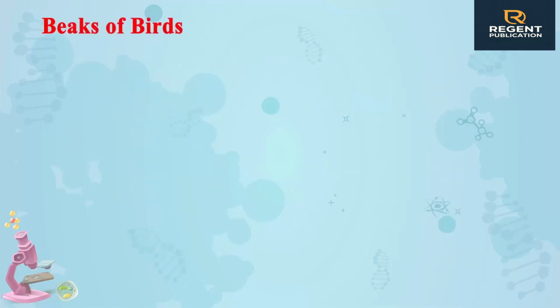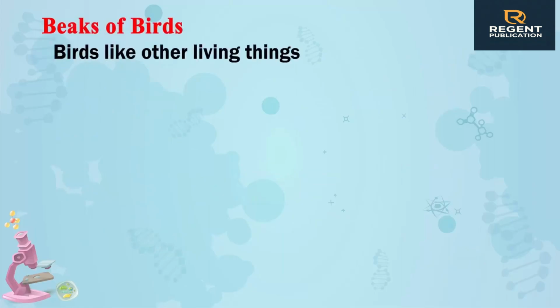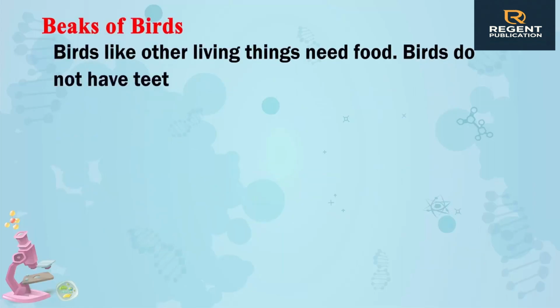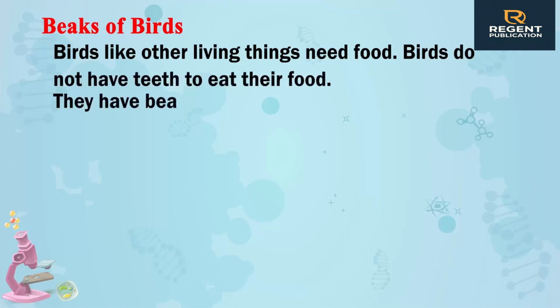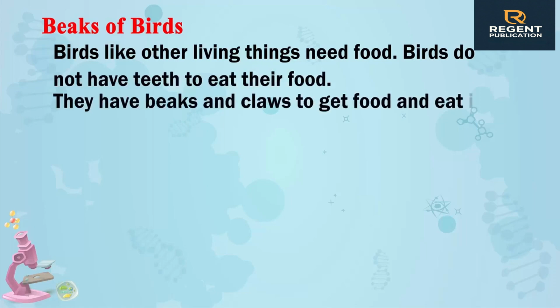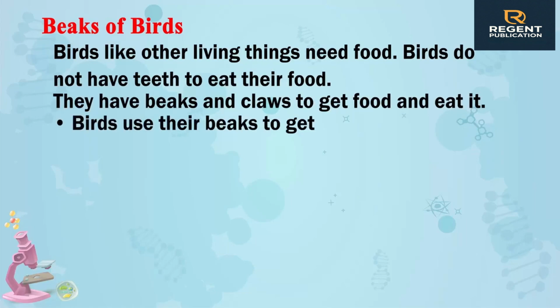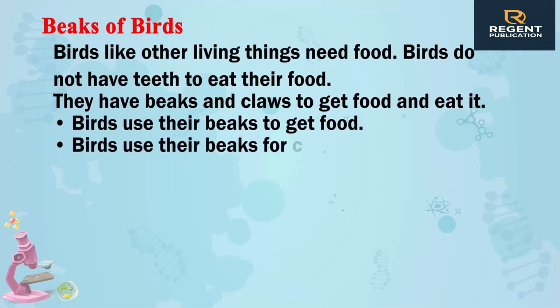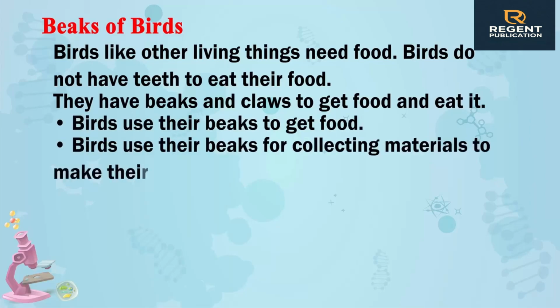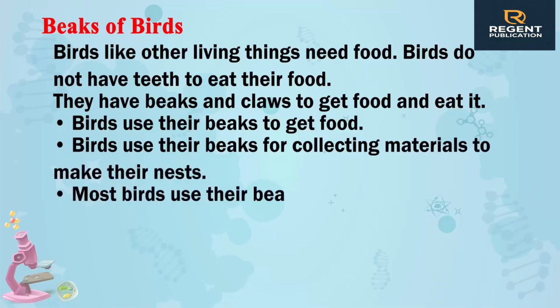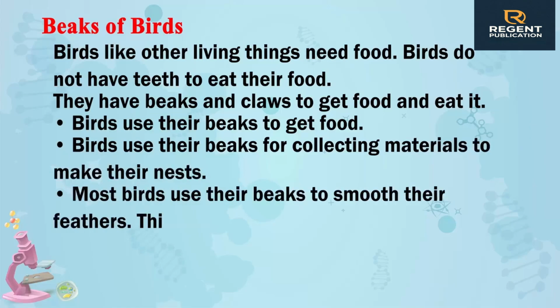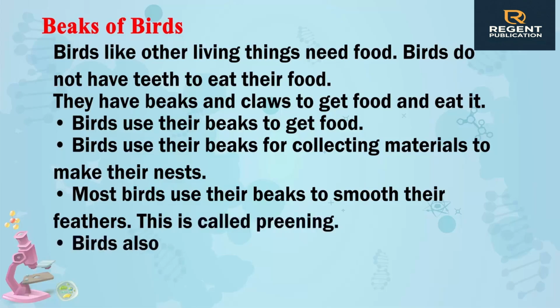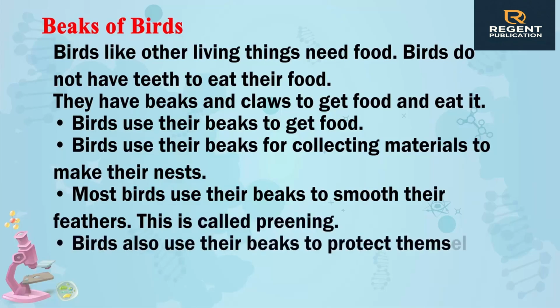Beaks of birds. Birds, like other living things, need food. Birds do not have teeth to eat their food. They have beaks and claws to get food and eat it. Birds use their beaks to get food. Birds use their beaks for collecting materials to make their nest. Most birds use their beaks to smooth their feathers. This is called preening. Birds also use their beaks to protect themselves from enemies.